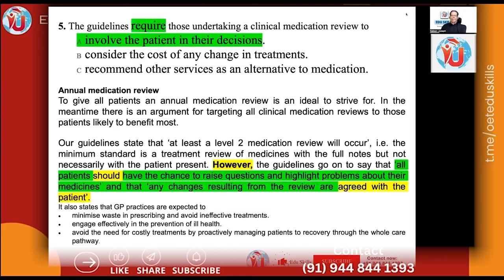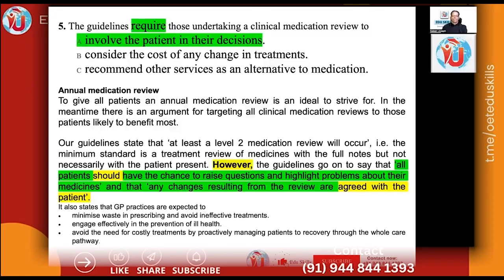The guidelines require those undertaking a clinical medication review to: option A, involve the patient in their decisions; option B, consider the cost of any change in treatments; option C, recommend other services as an alternative to medication. Annual medication review: to give all patients an annual medication review is an ideal to strive for. In the meantime, there is an argument for targeting all clinical medication reviews to those patients likely to benefit most.